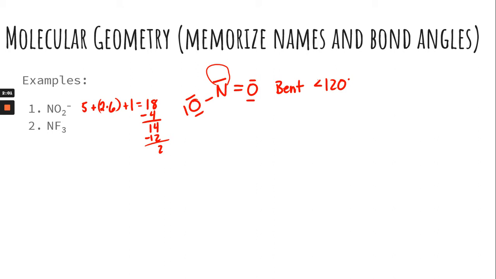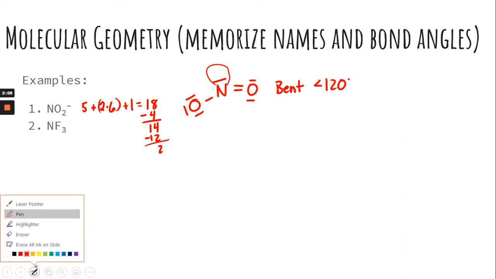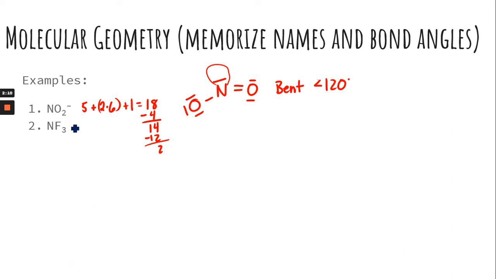Looking at the next one, we have nitrogen and then 3 fluorines. So that would give us 26 valence electrons to show. So we have nitrogen bonded to 3 fluorines. Satisfy the fluorines first. That's 24 electrons, so you have 2 on the nitrogen.